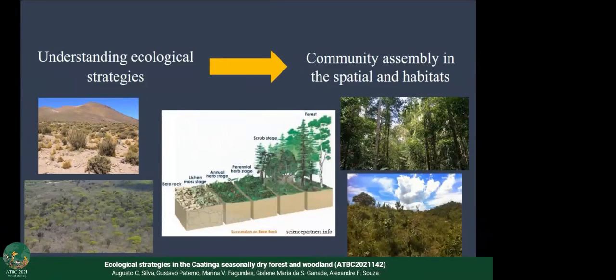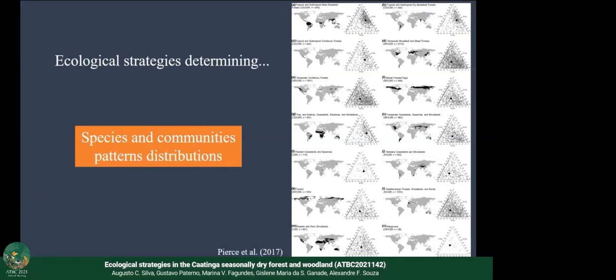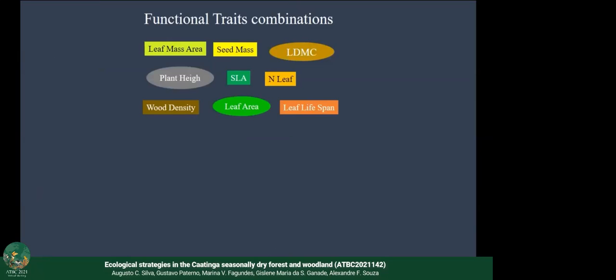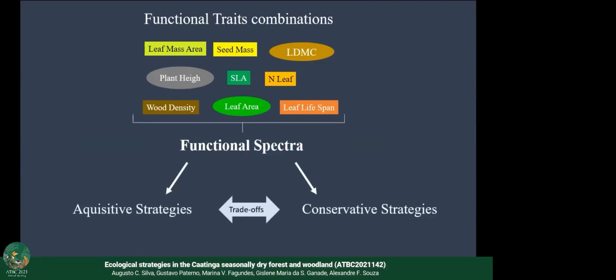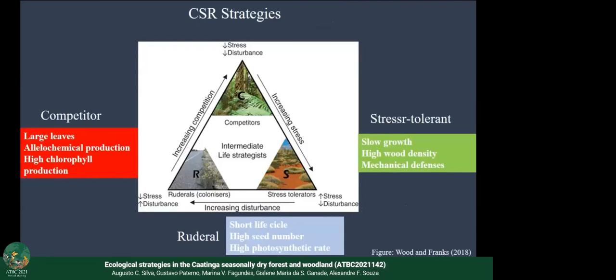The importance of understanding ecological strategies is to understand community assembly across spatial scales and habitats. Ecological strategies are mechanisms that are the base of the geographic distribution of species. Combinations of functional traits generate different functional spectrums in plants, providing important acquisitive and conservative trade-offs, favoring different types of ecological strategies, which characterize species and communities in terms of their competitive ability, stress tolerance, and response to disturbance.